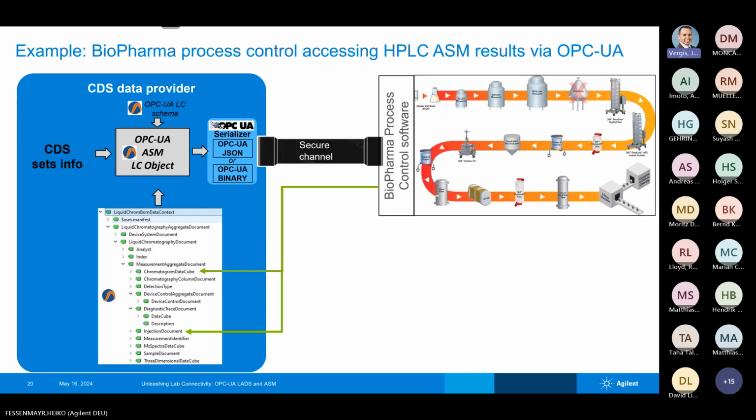And for instance, where this is used today is in the biopharma process control environment, where they're running analytical instrumentation runs. And after the run, they want to have just pure information. And this is where OPC-UA is established today.